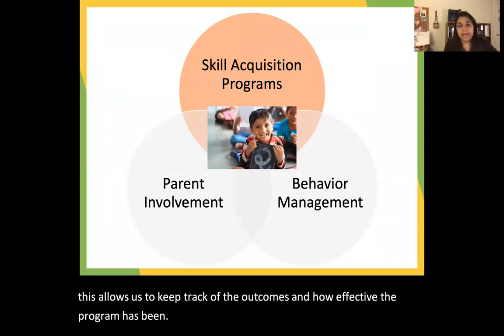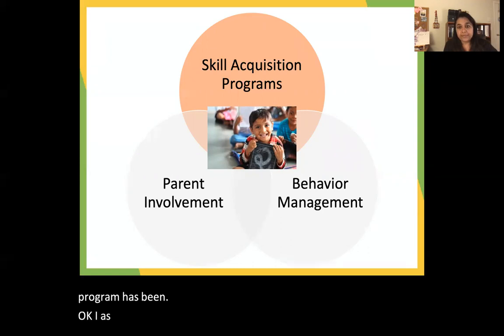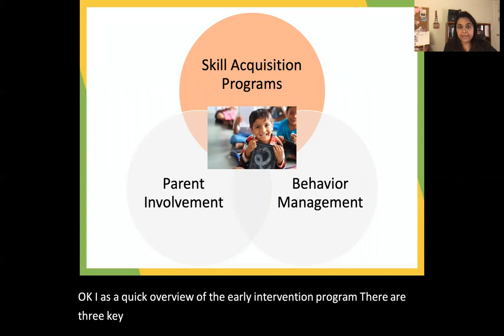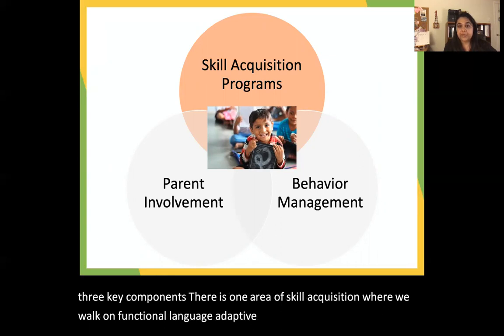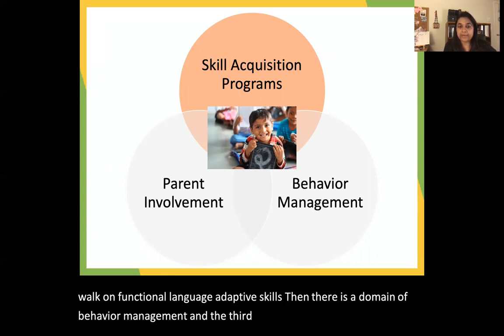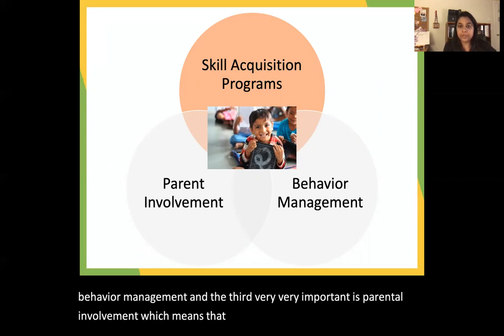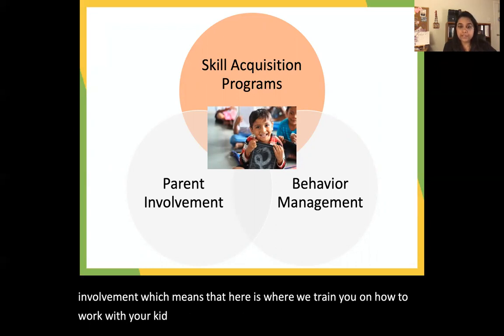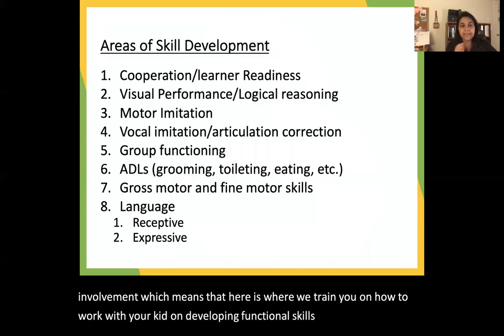Okay. As a quick overview of the early intervention program, there are 3 key components. There is one area of skill acquisition where we work on functional language and adaptive skills. Then there is a domain of behavior management. And the third, very, very important, is parental involvement, which means that here is where we train you on how to work with your kid on developing functional skills on a daily basis.